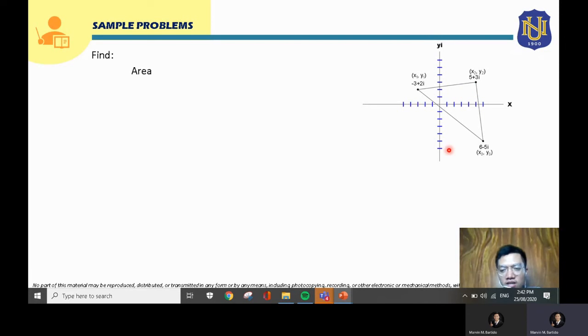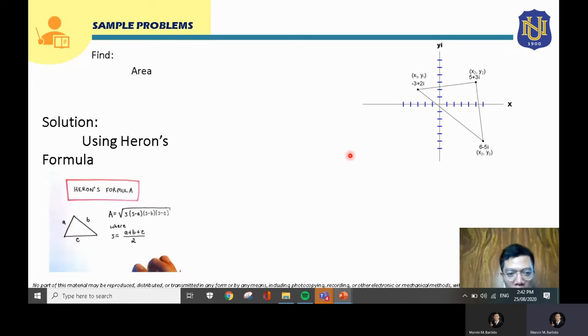To solve this, we can actually use Heron's formula. But if we're going to use Heron's formula, we should first determine the sides of the triangle, the lengths of all the sides. In Heron's formula, the area is equal to the square root of s times s minus a times s minus b times s minus c, where s is equal to a plus b plus c over 2, wherein a, b, and c are the sides of the triangle.